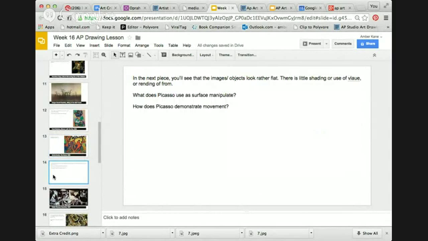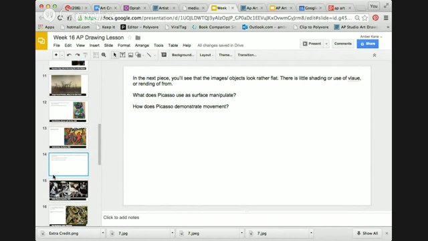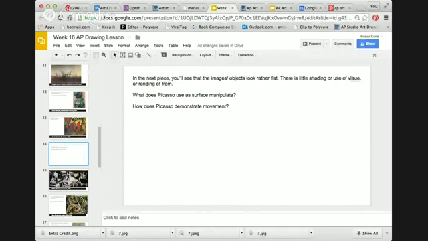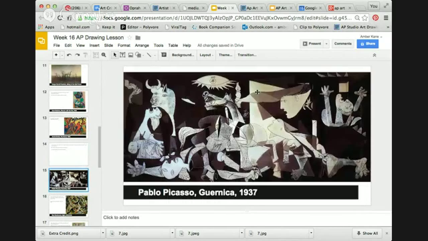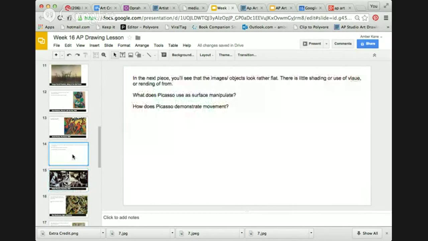All right. Oh, okay. So I asked the questions before because this next piece takes up the whole thing. So this one I'm guessing you've seen before, and that should say value, which I just noticed I mistyped. So we're gonna see that Jared and Parker have to go. Happy swimming, guys. So we're gonna see that there is not a lot of use of value or rendering of form. So we're gonna look at how Picasso uses a surface to manipulate, as well as how he demonstrates movement.